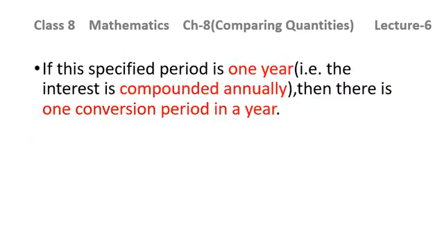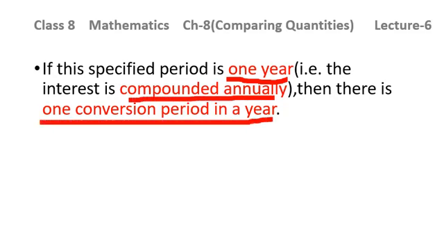Now, if this specified period is 1 year, I'm explaining it, please pay attention here. If this specified period is 1 year, that means the interest is compounded annually. Then there is one conversion period in a year. Obviously 1 year has 12 months. So if the specified period is 1 year, the interest is compounded annually, and one conversion period is there in a year.